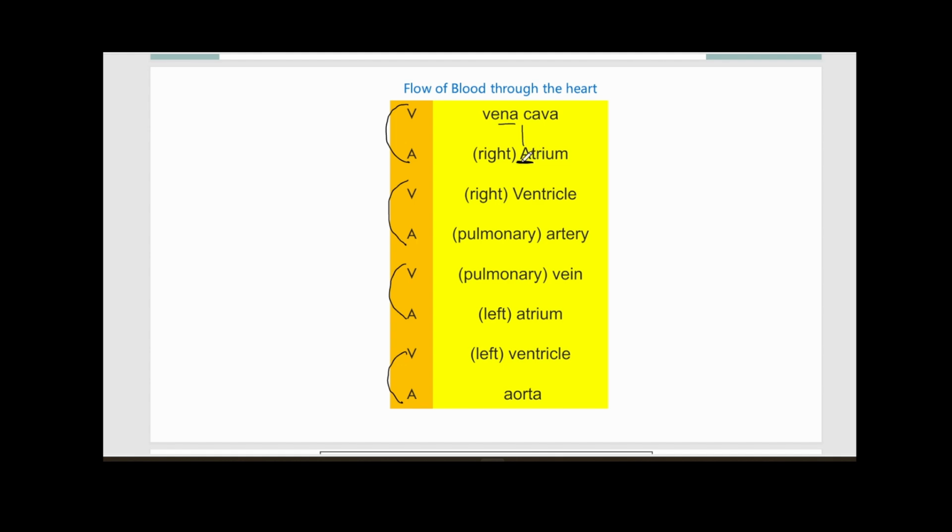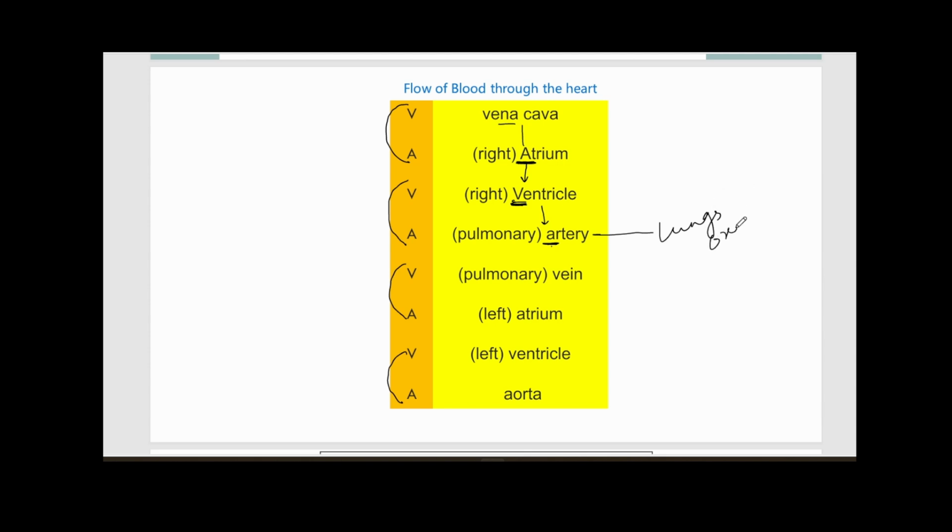Then it goes to the right atrium. After A, there's a V. It goes to the right ventricle. After V, there has to be an A, pulmonary artery. Then from the pulmonary artery, it is supplied to the lungs.